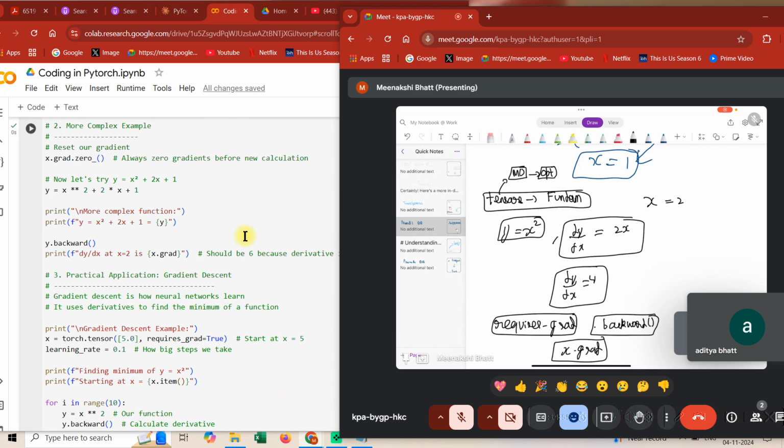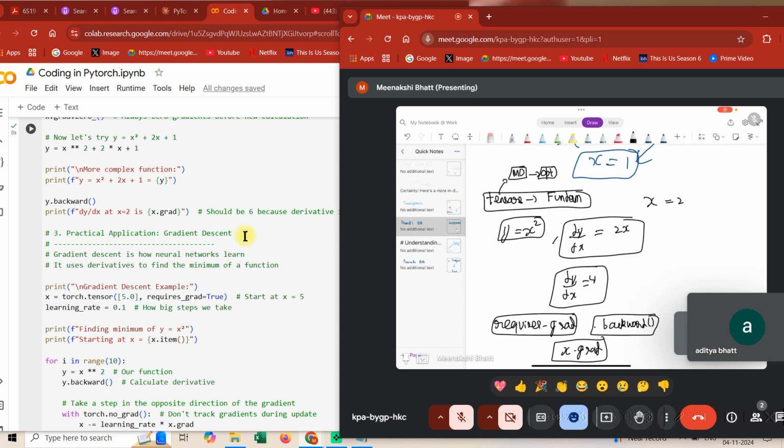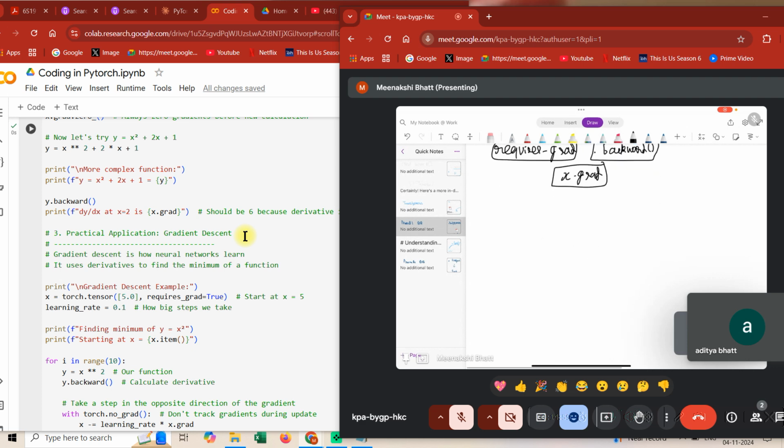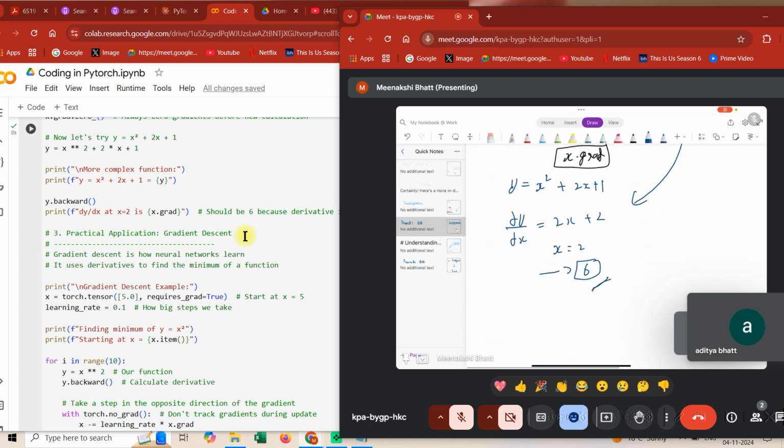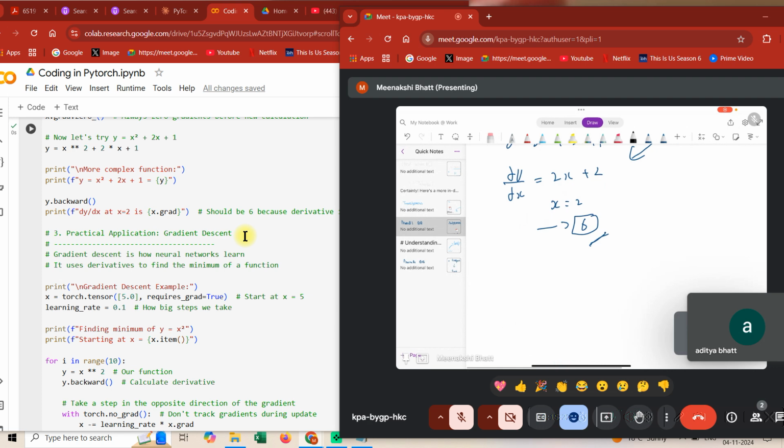So that's part one. Now we went on to discuss another little complicated example wherein y is equal to x square plus 2x plus 1. So what we did is dy by dx is nothing but 2x plus 2. Then the value of x was 2, so the value of dy by dx became 6. So this was a simple example, but just giving you a short refresher on derivatives as well, since we might end up using that a lot.